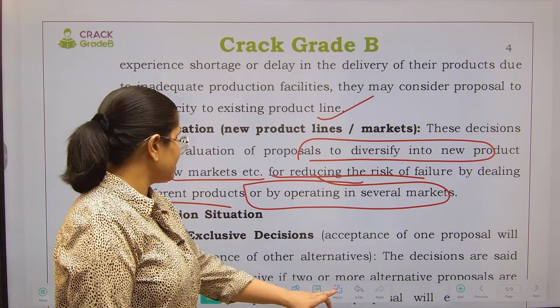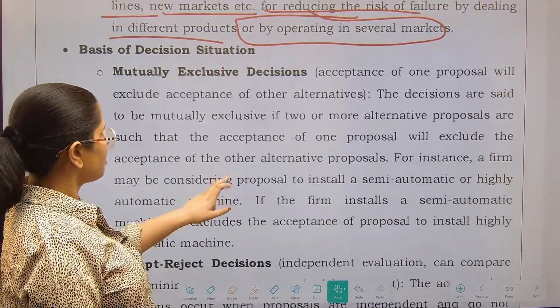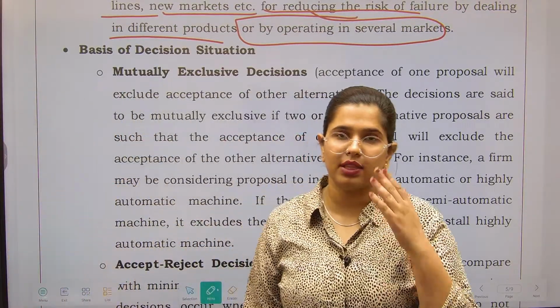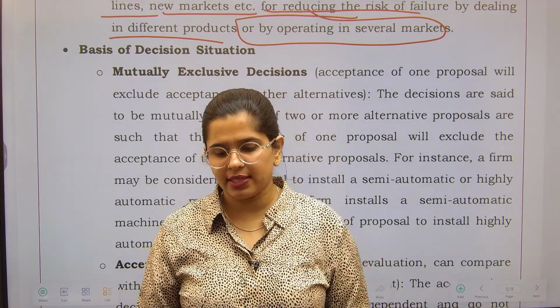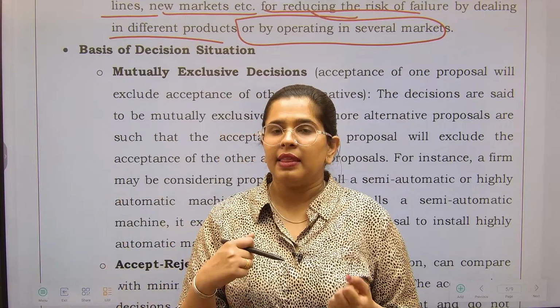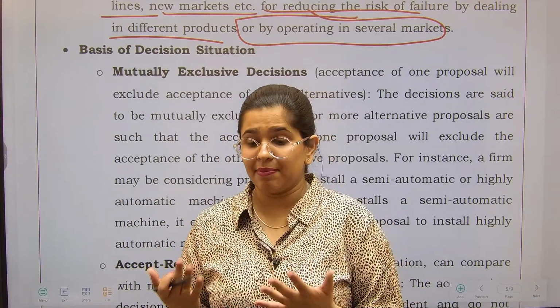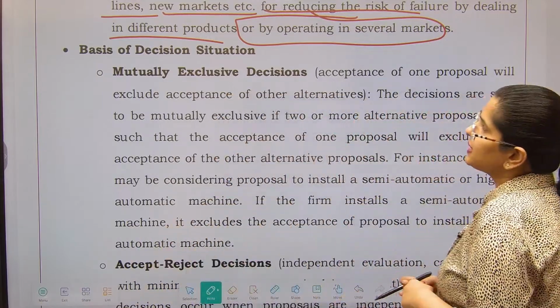Next we have basis of decision situation. Now we have seen what the capital investment decisions are on the basis of the firm's existence. The firm is already existing. They might need to replace a machinery. They might need to bring a new machinery. They might need to expand. They might need to introduce new products like that, right? So, basis of decision situation.